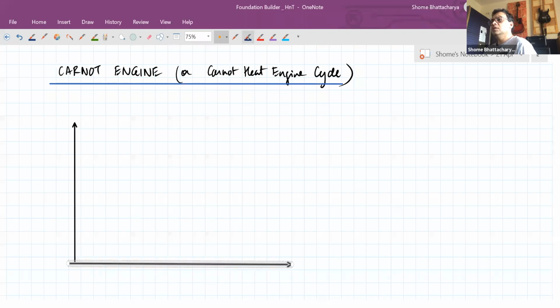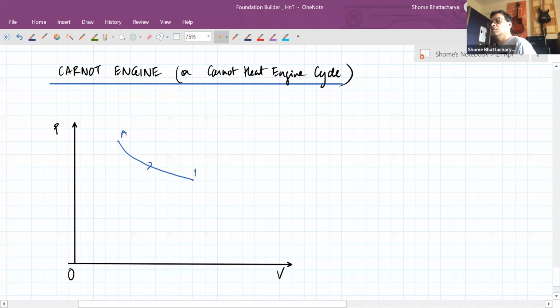So the particular PV cycle in concern, it consists of, say, an isothermal process which is like this. So A to B is an isothermal expansion, okay, at temperature T1, let's say. Then B to C is an adiabatic compression.